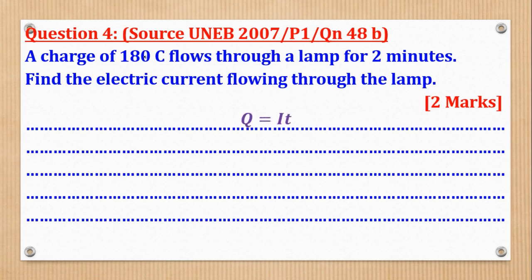So still here we have the charge and we have the time, but this time is in minutes, meaning we have to convert to seconds. So charge is that, time is 2 minutes, so to convert to seconds, we multiply by 60. Now here, it is only I, which is the only unknown, therefore make it the subject, and that will be the current they wanted.